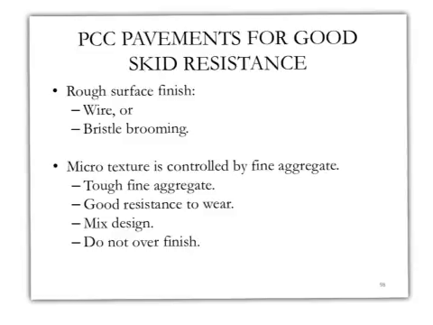Now, the other question here is, how about rough surface finish? How can I do that? Especially when it comes to Portland cement concrete, we're going to use wire or bristle brooming. This is to improve the skid resistance of the surface. Microtexture is always controlled by fine aggregate. So to improve the microtexture rather than macrotexture, we need to have tough fine aggregates with good resistance to wear. We also have to keep in mind the right mix design, and lastly, do not over finish.